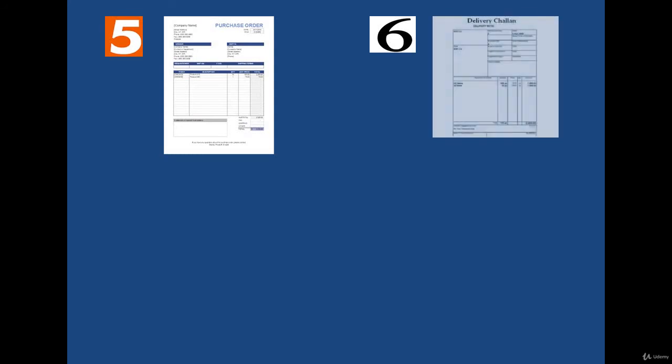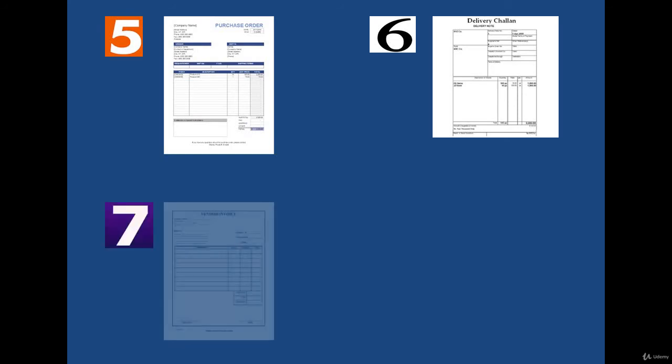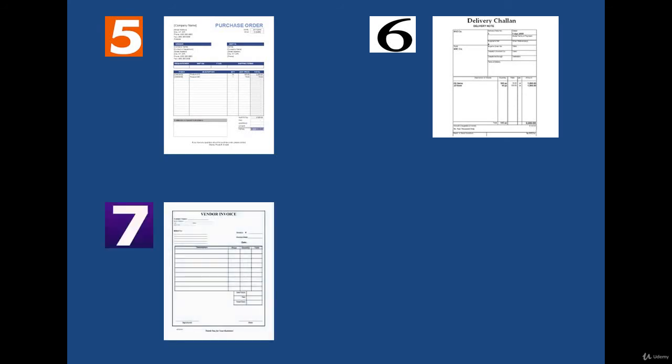Number six, delivery challan. Delivery challan is a document generated by the vendor at the time of supplying or delivering the materials to the company. Number seven, vendor invoice.